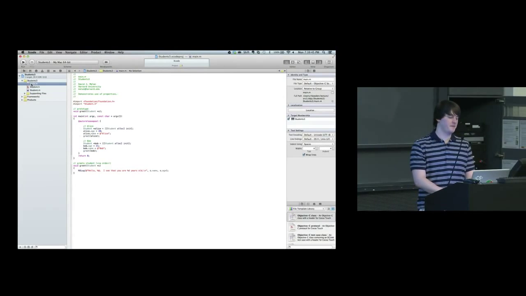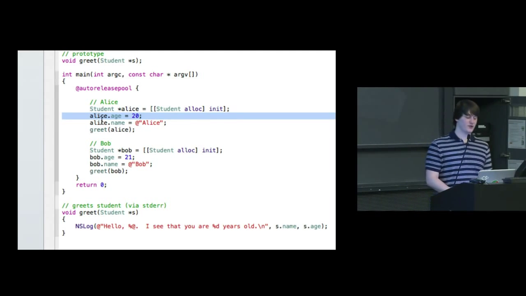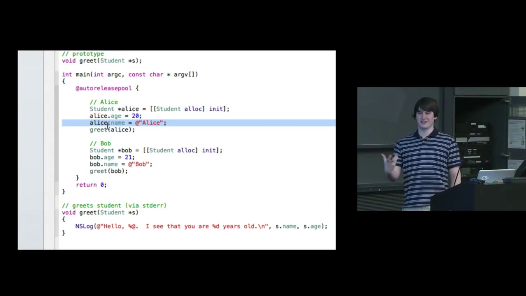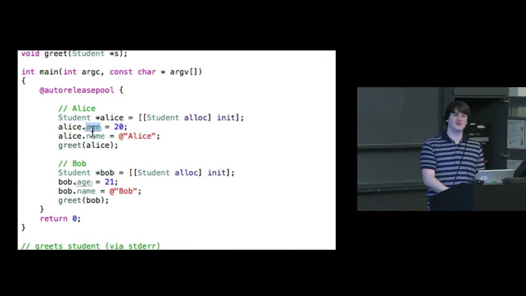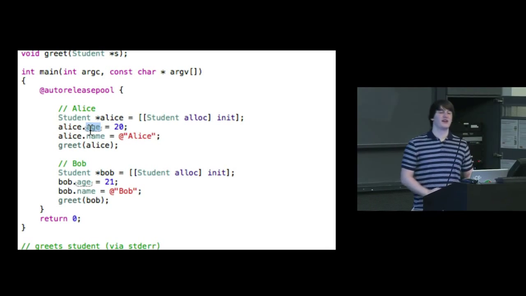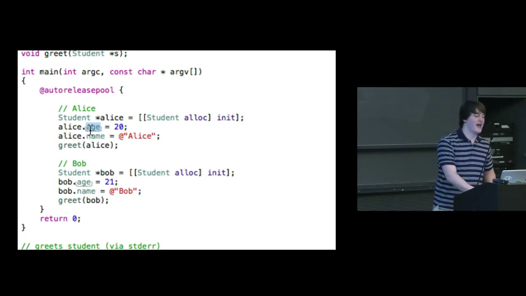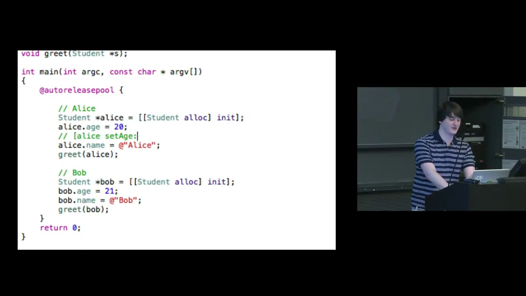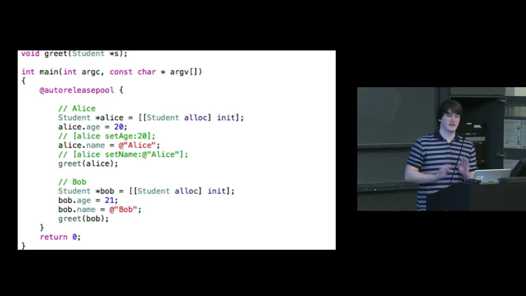But looking at main.m, the fact that these are now properties allows us to say alice.age equals 20 and alice.name equals @"alice". What a property does for us is this: since we said there is a property called age, then alice.age is, by the conventions that you should absolutely follow, going to be translated underneath the hood to [alice setAge:20]. And this is going to be [alice setName:@"alice"]. So this is what properties have done for us.